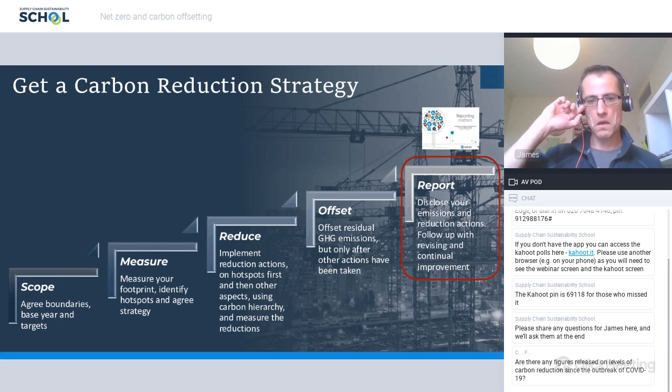And lastly, reporting. Now, some of that you might have to report for legal reasons, such as the Streamlined Energy Carbon Reporting regulations, or through ESOS or any other mechanism that you might have to report to. We do have a separate lunch and learn session similar to this on carbon reporting that you can attend if you want to. But telling the wider world for one reason or another is an important part of this.